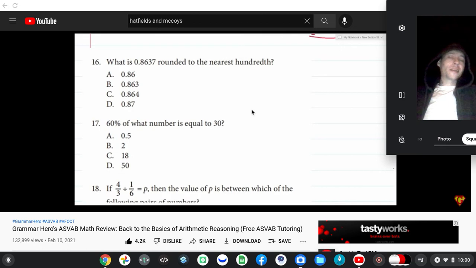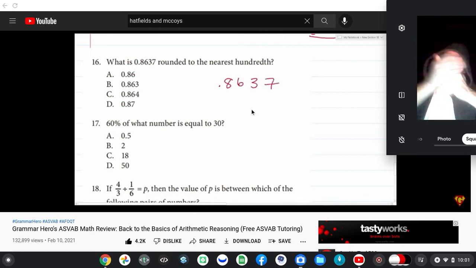Come on. 0.8637, round it to the nearest hundredth. So we have 0.8637. We want to round it to the nearest hundredth.